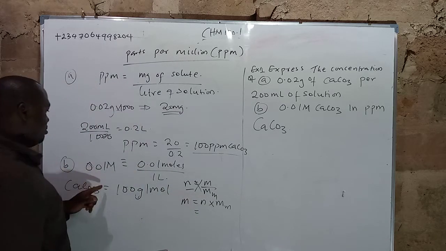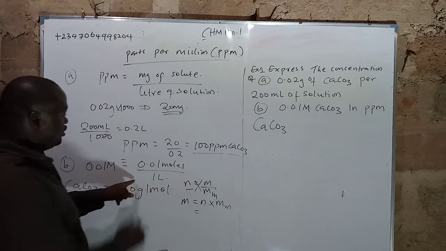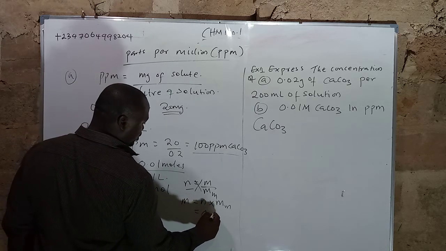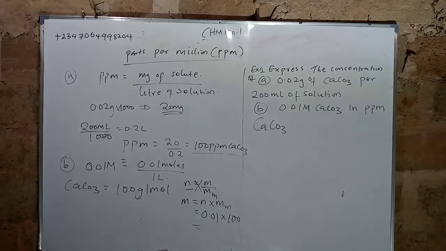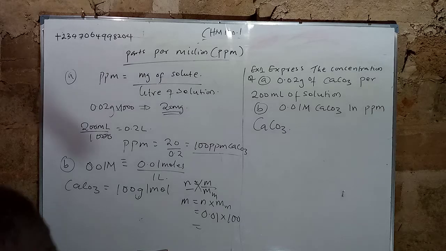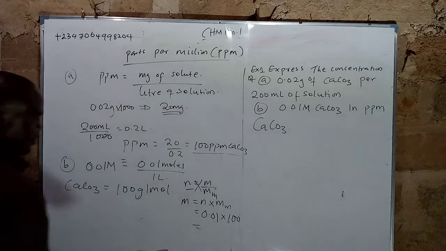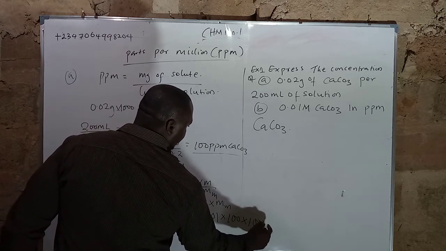And so the moles here, remember, is 0.01 moles per liter. So that means from here we have moles of 0.01 times the molar mass, which is 100. So 0.01 times 100 should give you an answer. And then remember, this will give me a mass in grams, but I want to convert it into milligrams. So I also times it straight by 1000 to convert it to milligrams immediately.